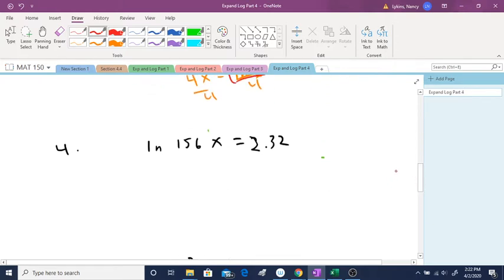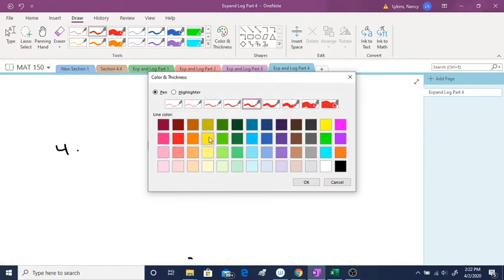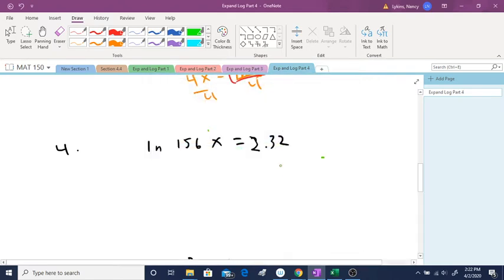Now I've got ln of 156x equals 2.32. Can I multiply or divide anything? No, because there's nothing in front of the ln. Now, what is ln paired up with? It's paired up with e.